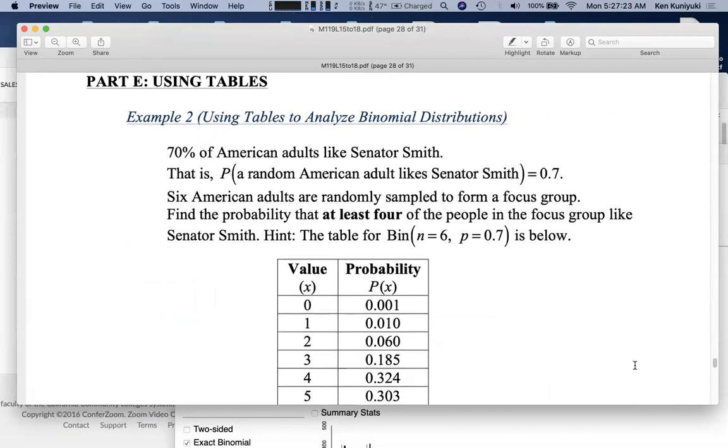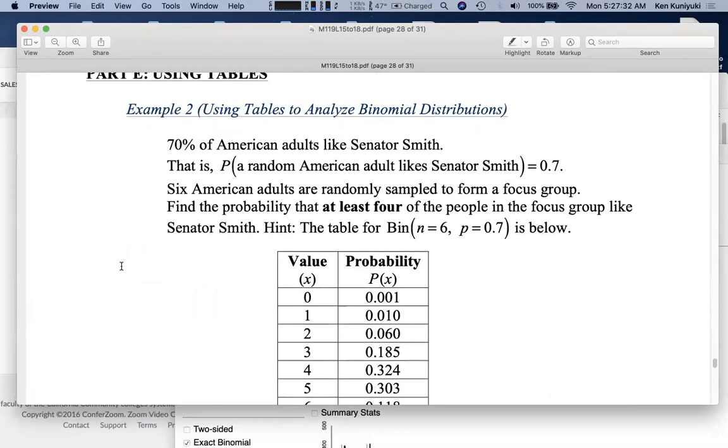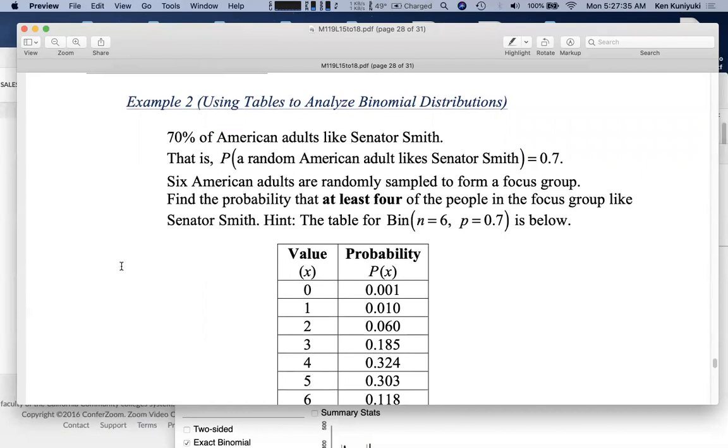That's a side note. What else would be fair game for homework or potential exams? Well, let's say that we have this example here. Example 2, using tables to analyze binomial distributions. Let's say that 70% of American adults like Senator Smith. That is, the probability that a random American adult likes Senator Smith is 0.7. Bear in mind, there's often a direct relationship between proportions and probabilities. 70% of American adults like Senator Smith, that's a proportion. That's readily translated as a probability. The probability that a random American adult likes Senator Smith is 70%, or 0.7.